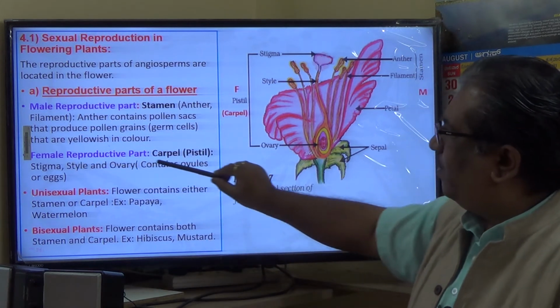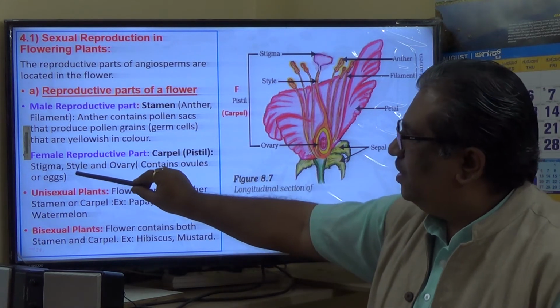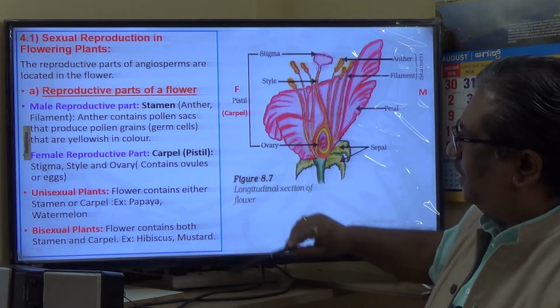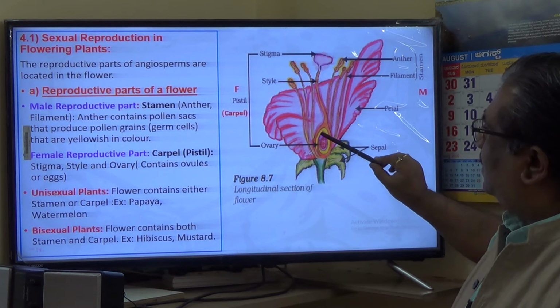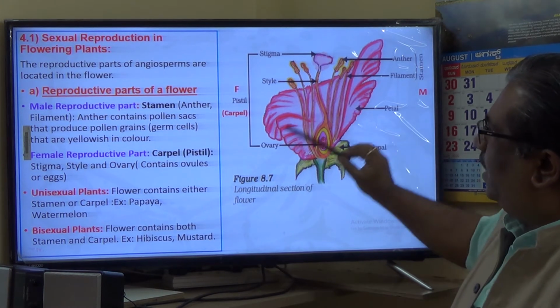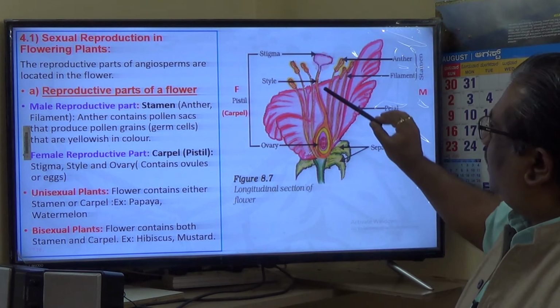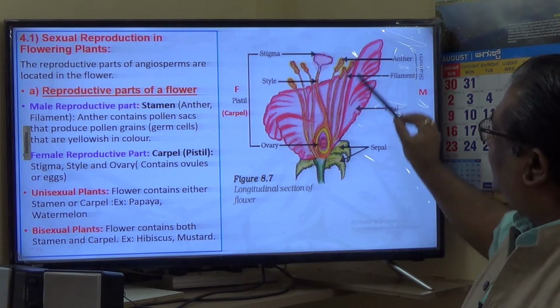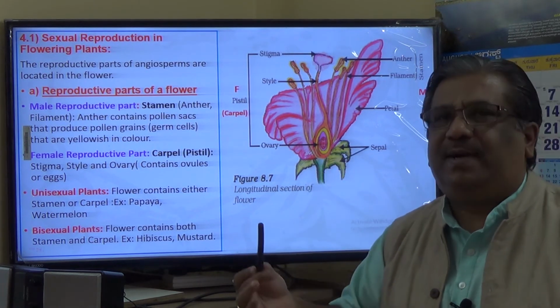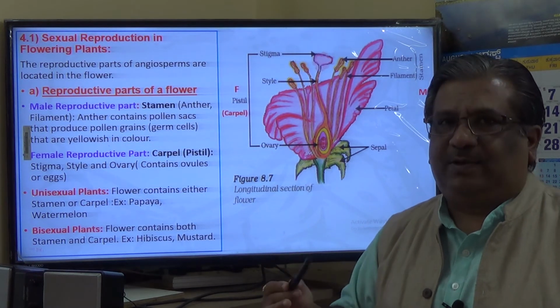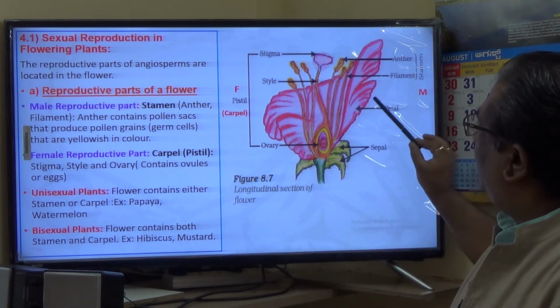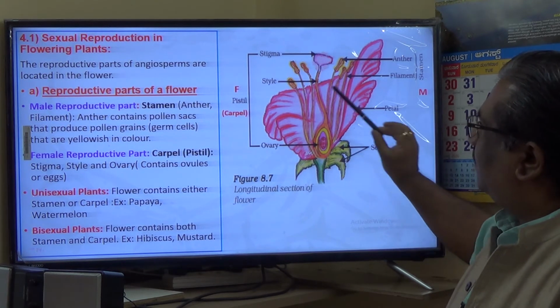Similarly, in the female reproductive part, the stigma, style and ovary are the three main parts, and the ovary contains the ovules. Let us understand this for now. In our next slide, we will describe these parts a little bit, the way it is described in your textbook. I hope you have understood mainly the male and female reproductive parts of the flowers.